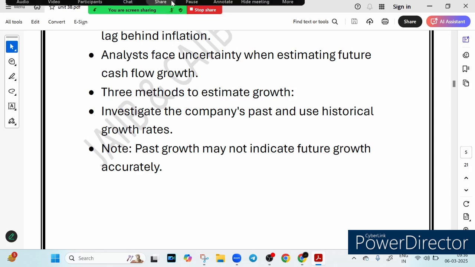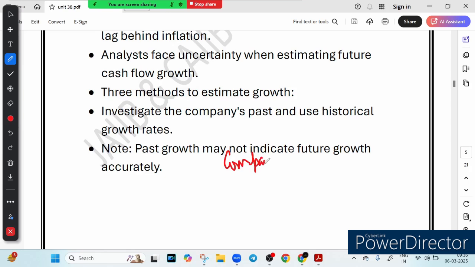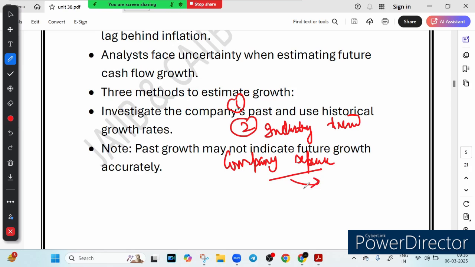And the third thing is company specific factor. There are some factors which are specific to the company, right? This we have to take into consideration. So first point, past growth. Second point, industry trend. And the third point is company specific factor. We assess the company's innovation, leadership, expansion plan, market demand. A company launching a new breakthrough product could see exponential growth, while one relying on outdated technology might struggle.